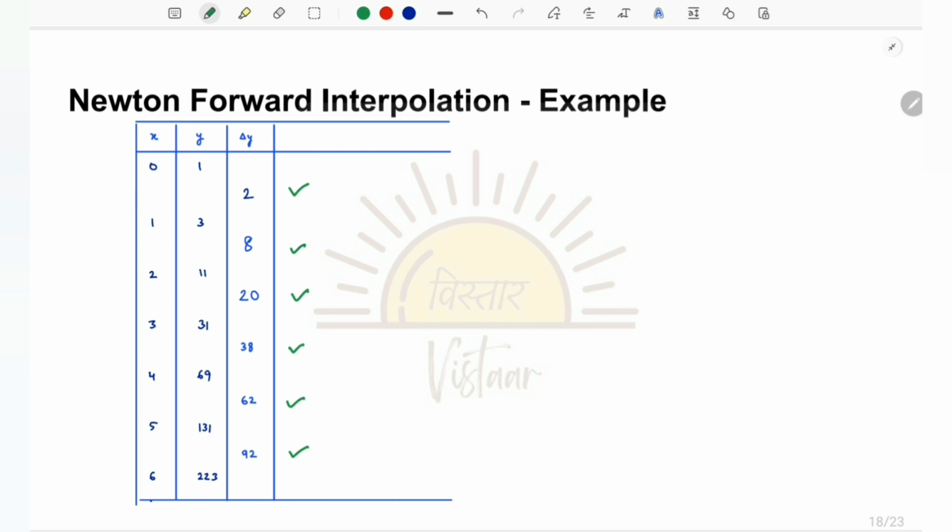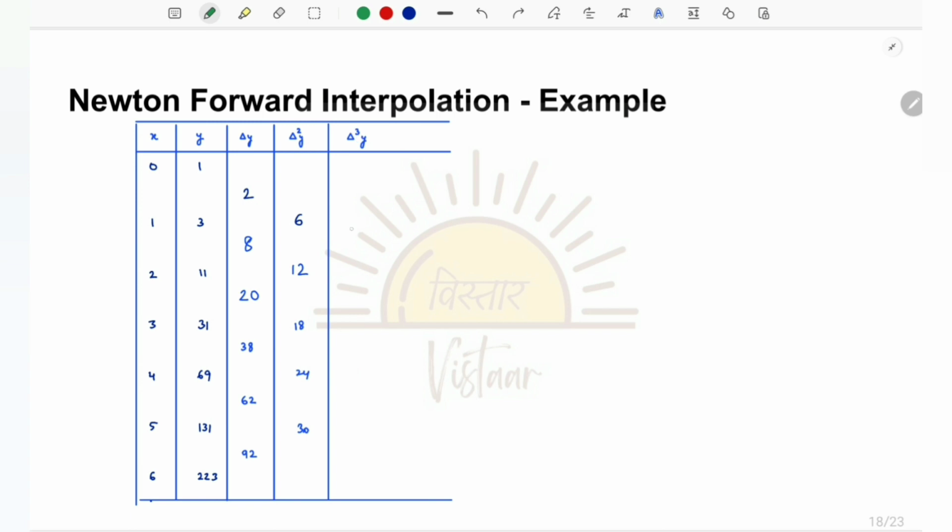This delta y will be used to calculate delta square y. So the first term of delta square y will be calculated by 8 minus 2, subtracting these two. Next will be 20 minus 8. Next will be 38 minus 20. Next is 62 minus 38. And the last one is 92 minus 62. Solving this delta square y, we will get 6, 12, 18, 24 and 30.